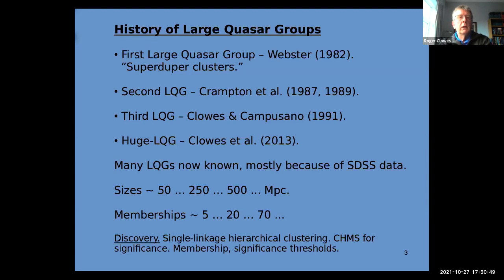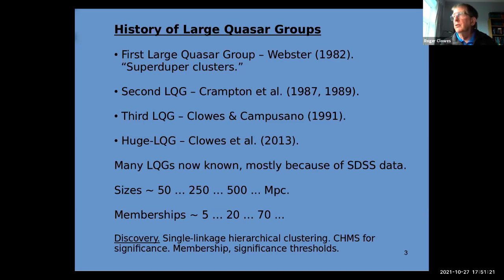And then in 1991, Luis Campusano and I found the third LQG, which came to be known as the Clowes-Campusano LQG. And then many years later, in 2013, we found the Huge Large Quasar Group. And some people don't like the reference to huge and large in one expression, but it has some amusement value.